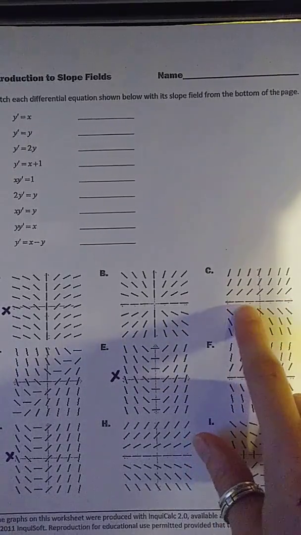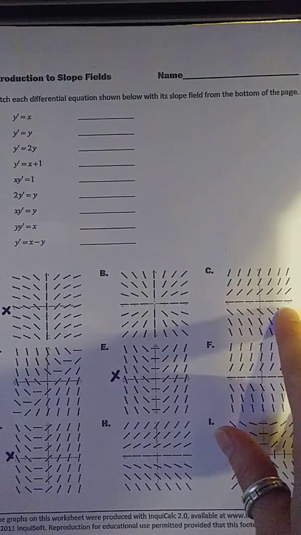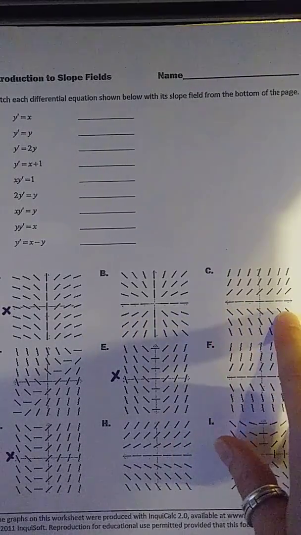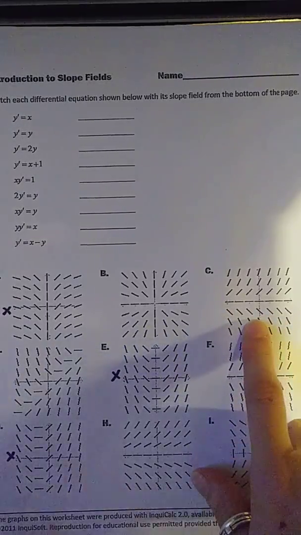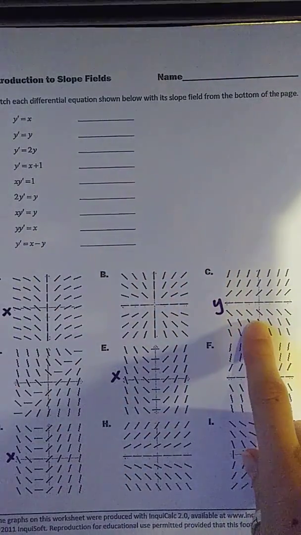That means that my x values don't mean anything to my slope. It doesn't matter what x value I'm at, my slope is the same. So there's no x value in the differential equation that makes this slope field. So this must only have a y value.